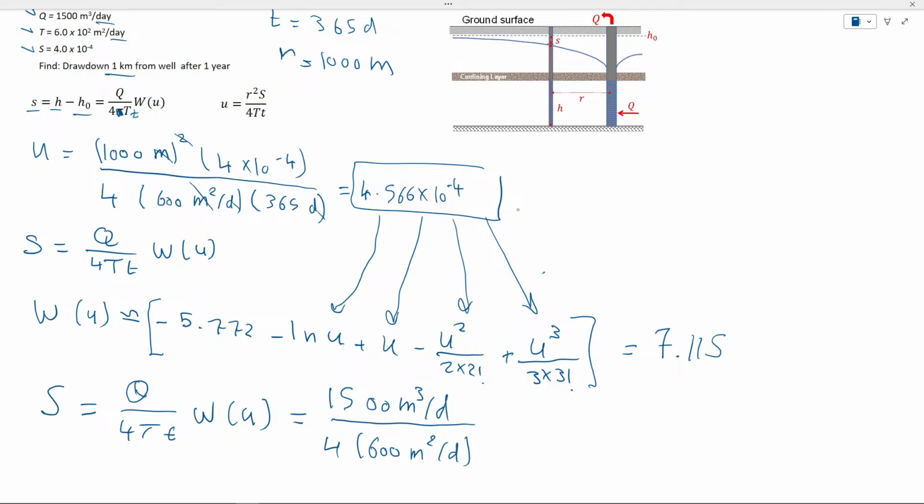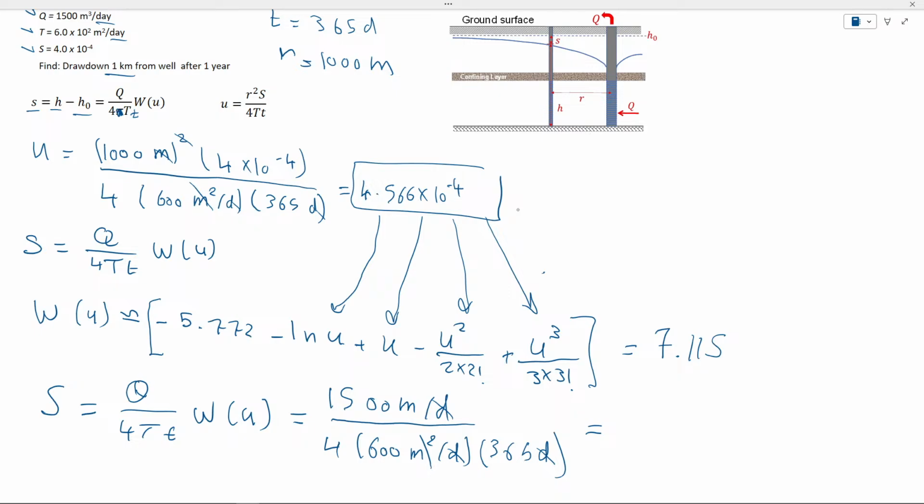Yes, this is given, 600 meter cube per day. And t is given, which is 365 days. So we should expect this day will go away with this day, and this guy will go away with this guy. So we only get one of them.